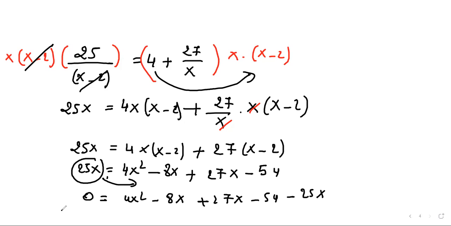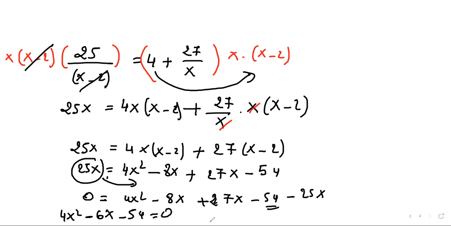And then I can simplify this side and put it on the other side. So I have 4x squared, and 27x minus 25x is equal to 2x. Wait, did I forget something about this? Yeah, 25. Yeah, 2x plus negative 8x, it's negative 6x, right? And at the end, I'm left with negative 54 is equal to 0.